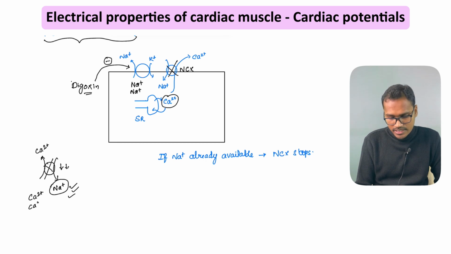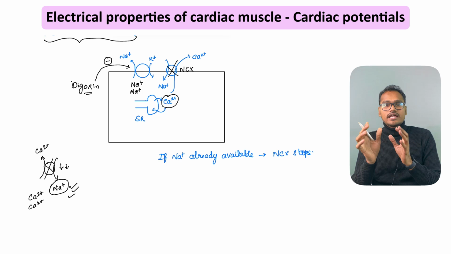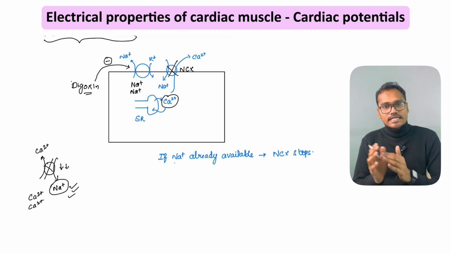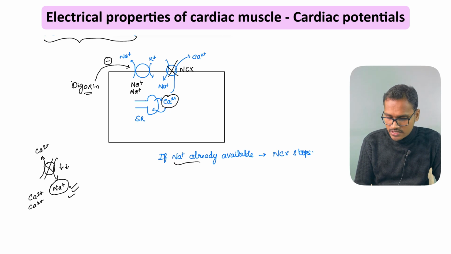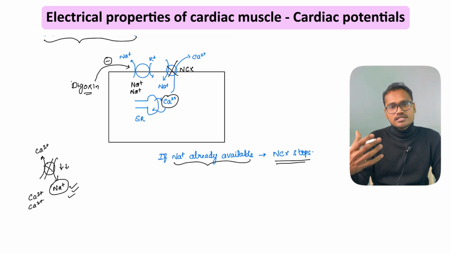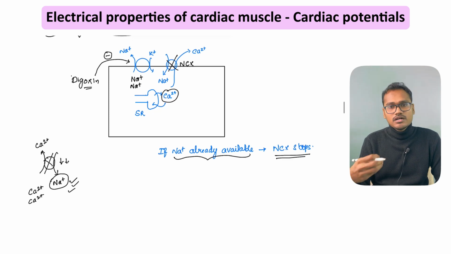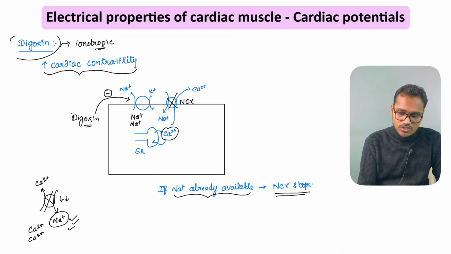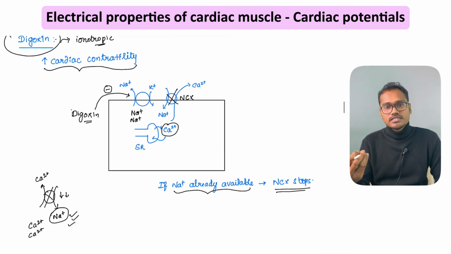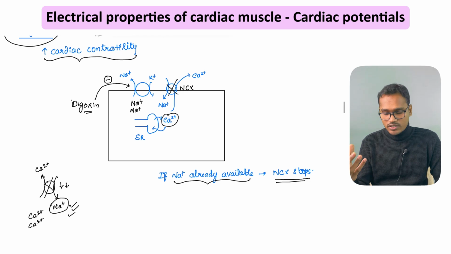So the digoxin is not directly affecting the sodium calcium exchanger. Instead, it is indirectly affecting it by blocking the sodium potassium ATPase. If the sodium is already available inside, the NCX reduces its activity, so that the calcium availability increases and it helps in the force of contraction. That is why digoxin is one of the drugs used for increasing the inotropic effect, or the cardiac contractility.